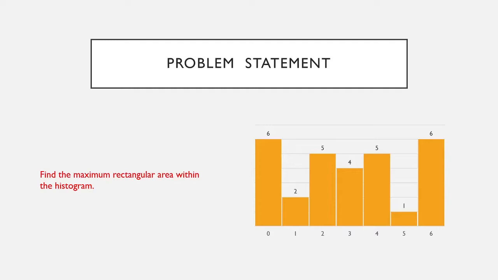So we have this histogram which has different heights at different indices. At 0 it has 6, at 1 it has 2, something like that. And you were asked to find the maximum rectangular area within the histogram.